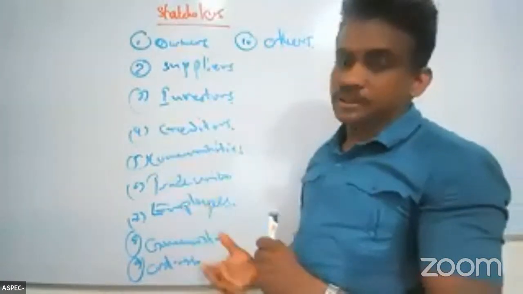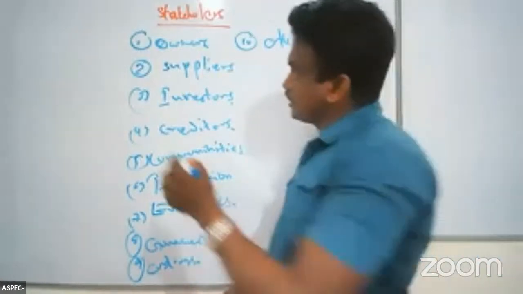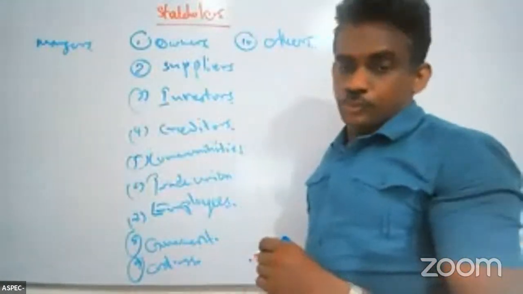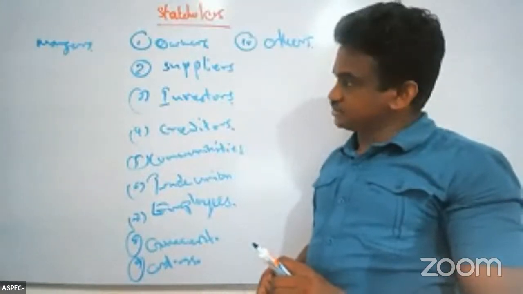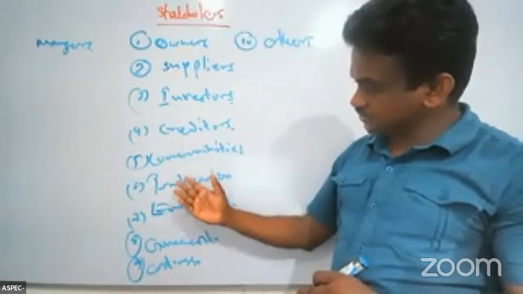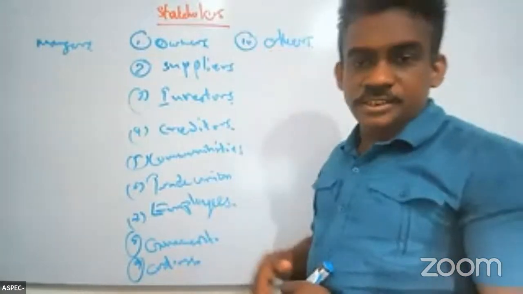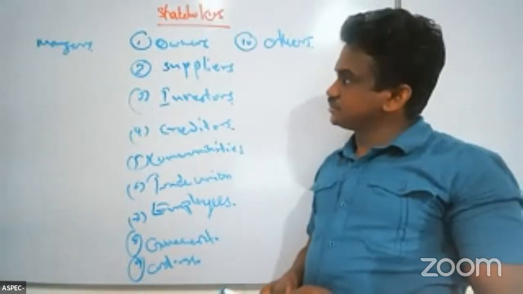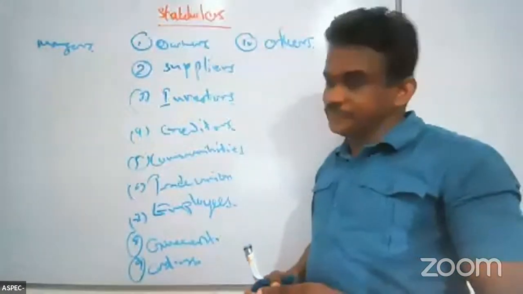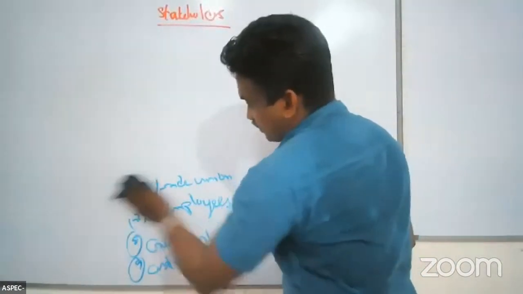Mainly we can identify these stakeholders. In addition to that, managers and the board of directors are also stakeholders, right? Owners, suppliers, investors, creditors, communities, trade union, employees, government, customers, and other parties we can identify as stakeholders. All of these are included in our notes. Read it well. Then we move to further discussion about the stakeholders.